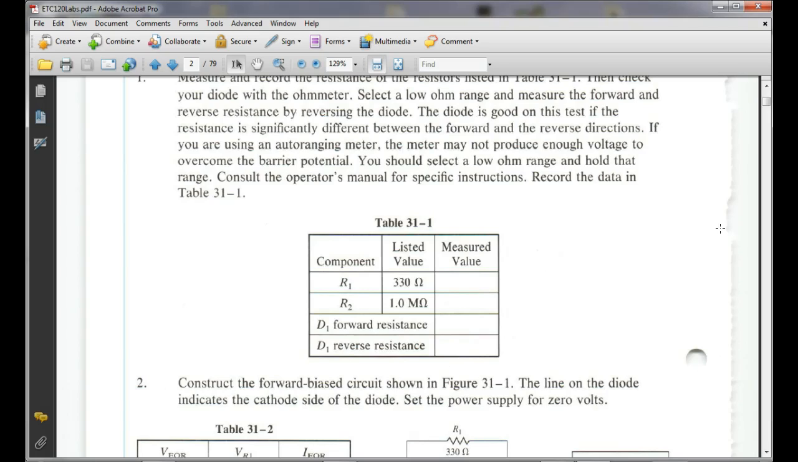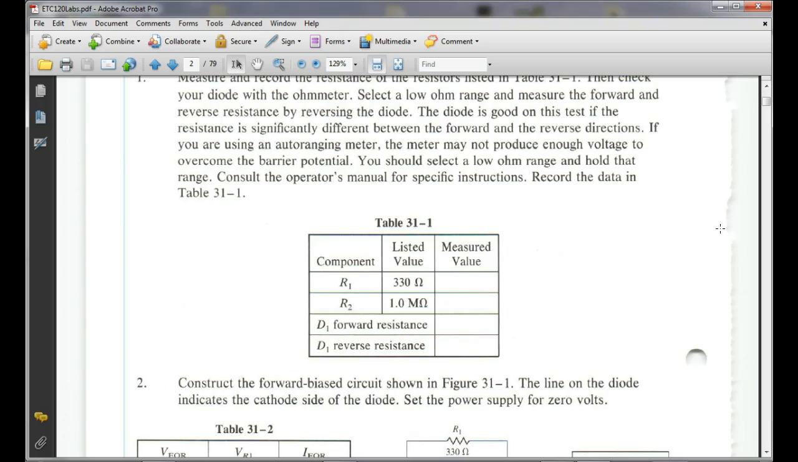After we get past that, we understand that our calculated values and our measured values are not going to be the same, right? You understand? But they're going to be what? They're going to be close. I do want you to measure the forward and reverse resistance of the diode. Not on the diode scale, the forward and reverse resistance.